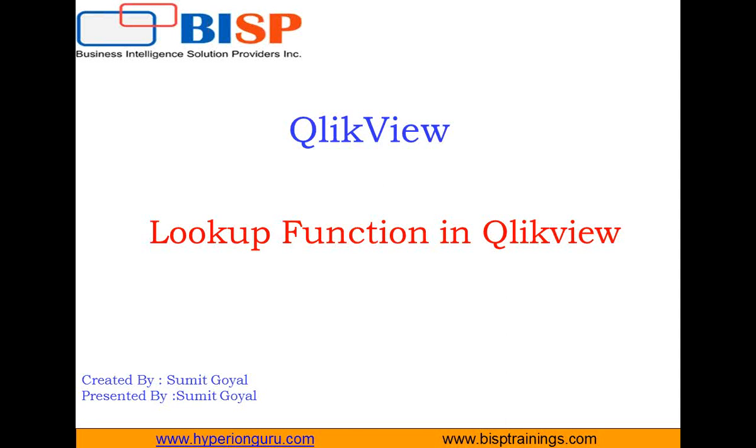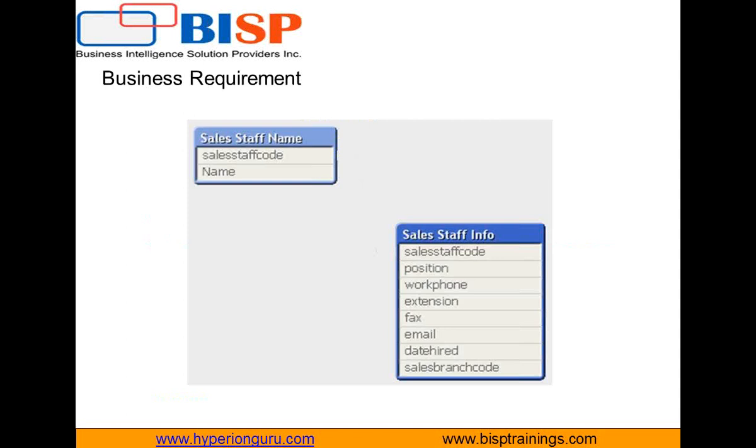Today I am going to tell you about the lookup function in ClickView. So first let's take a scenario of what my business requirement is. As you can see, I have a sales staff info table, and in this table I have a few columns like sales staff code, position, work phone and so on, and there is another table, sales staff name, and it has sales staff code and name fields. So my requirement is that I would like to display the name field with sales staff info.